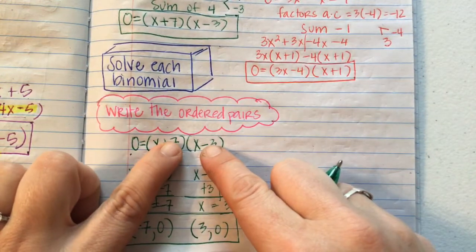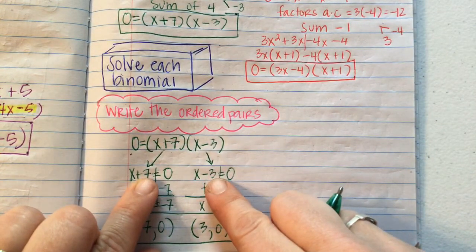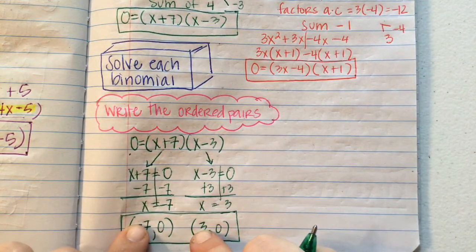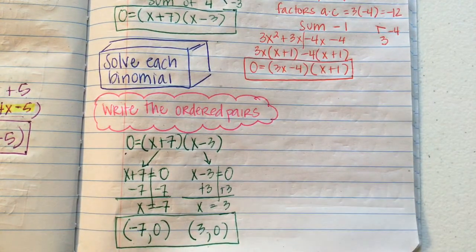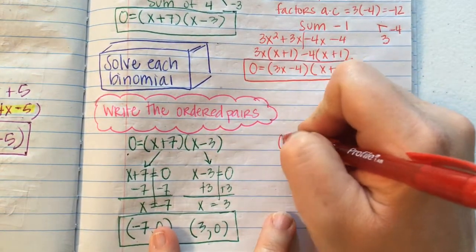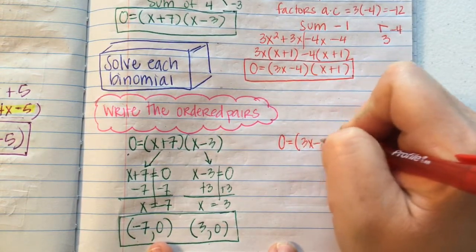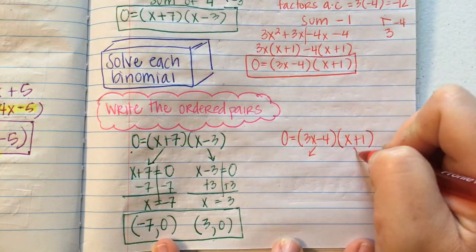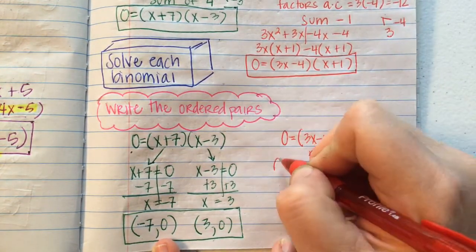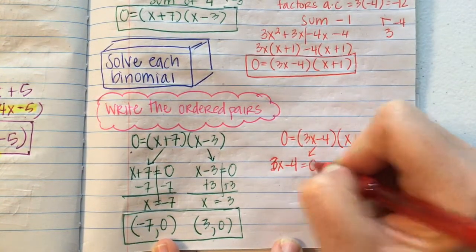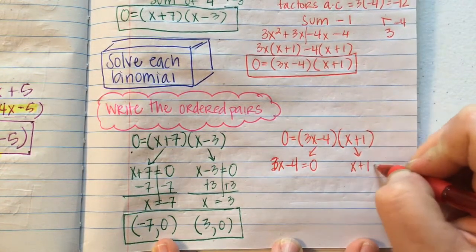So here were my binomials. I solved them each for 0, got my x answers, put my x answers in the x part, and 0 in for my y part. I'm going to do this one. I factored this problem, and I got 0 equals 3x minus 4 and x plus 1. And I'm going to solve each binomial. I guess I don't need my parentheses. 3x minus 4 equals 0. And this one is x plus 1 equals 0.